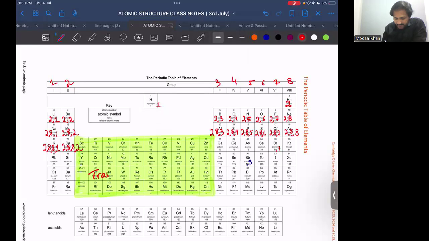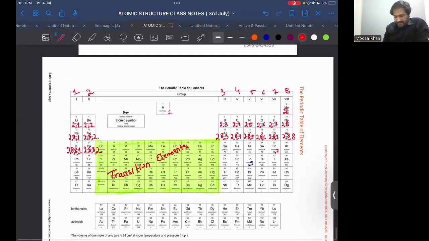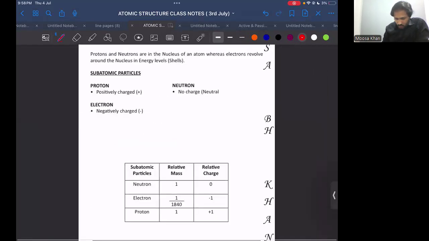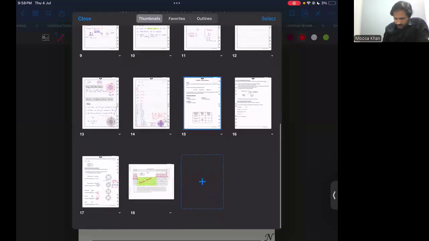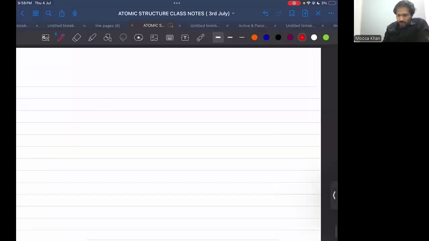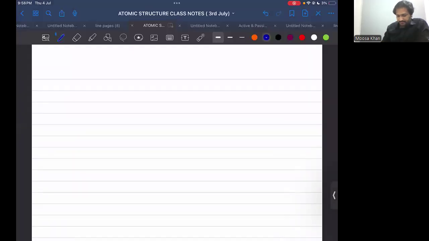You are not supposed to make the electronic configuration of any of these elements because all of them have an atomic number greater than 20. So all the vertical columns are known as groups. So let's write the definition of groups. What are groups? Vertical columns of a periodic table are known as groups, and group number actually tells us how many electrons must be there in a valence shell.